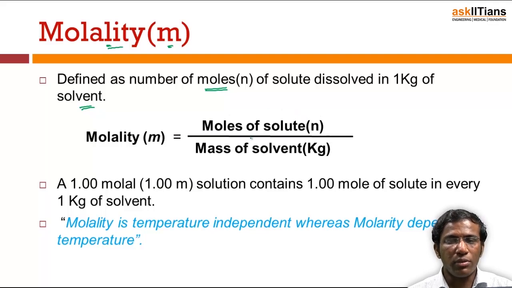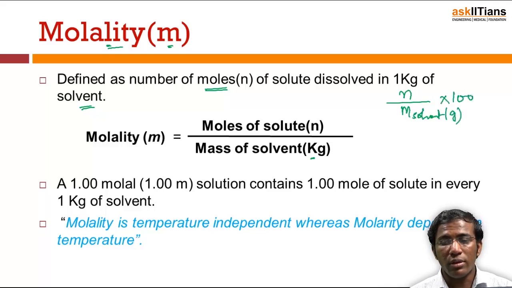So the expression for molality is the number of moles of solute, that is n, divided by the mass of solvent in kg. Be careful about it. It is not the mass of solution, it is the mass of solvent only, and you need to take it in kilograms. You can also take it in grams, but then you need to multiply by 1000. If I represent the mass of solvent by M solvent, and take it in grams, then I need to multiply by 1000 to get the molality of a solution.